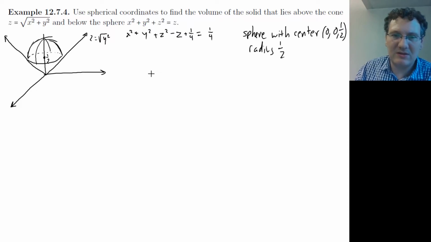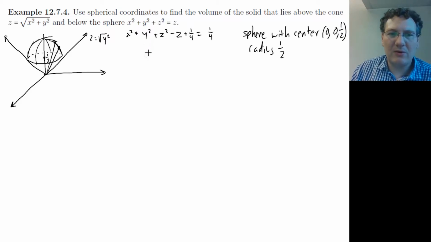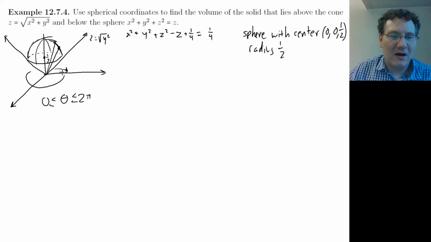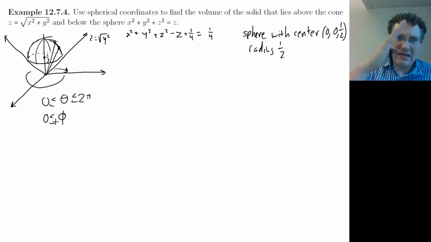So what we need to do is figure out how far out we're going, right? As far as theta goes, theta is going to be going from 0 to 2 pi, right? Because we're going to be going all around the z-axis, so a full 2 pi around on the xy plane. As far as phi goes, we're going to be going up from 0, but only going down as far as this cone, which is a 45-degree angle.